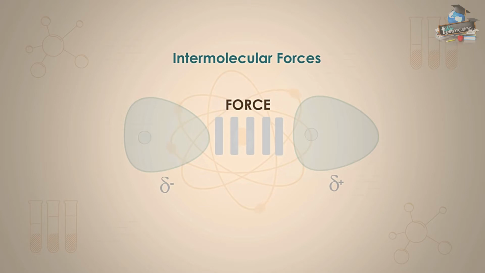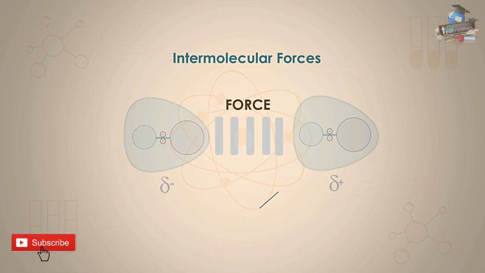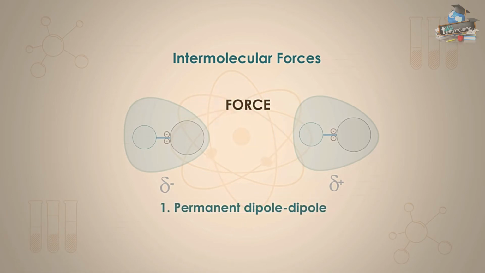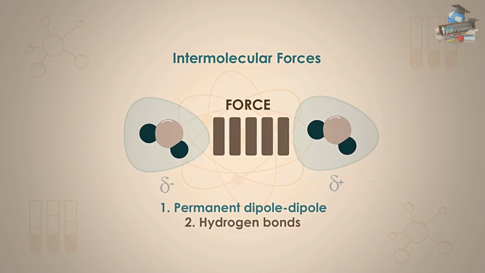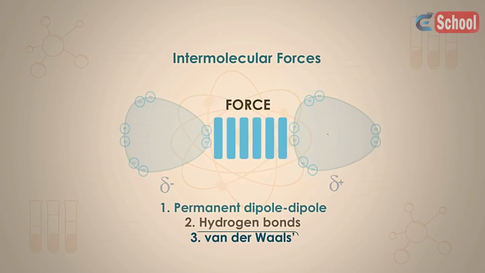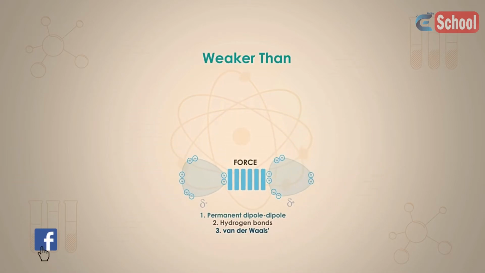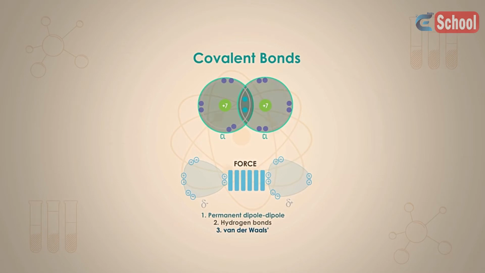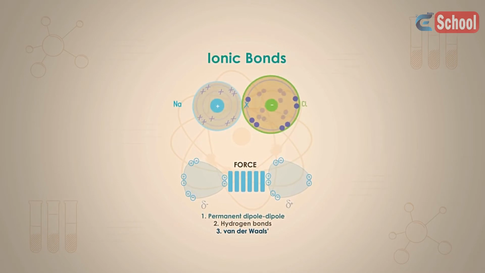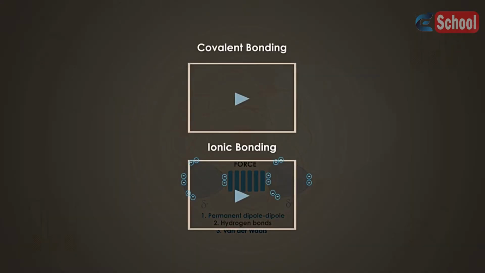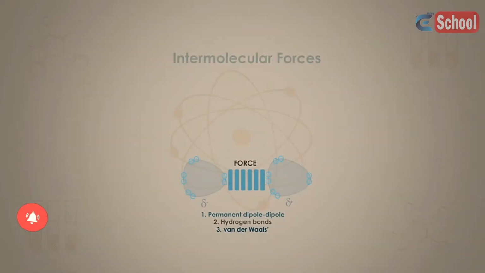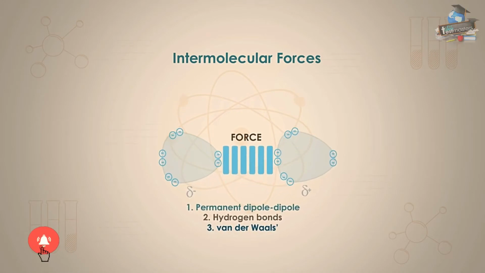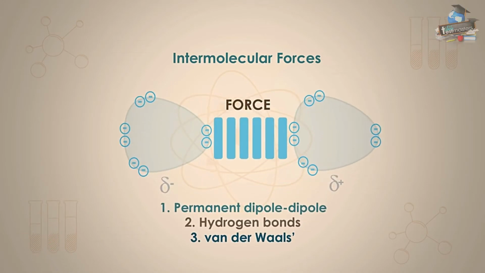There are three common types of intermolecular force, namely: 1. Permanent dipole-dipole forces, 2. Hydrogen bonds, and 3. Van der Waals forces. All of these three forces are very much weaker than ionic or covalent bonds, which bind atoms and ions together in elements and compounds. We have a video each on ionic and covalent bonds if you haven't learned about them yet. Let us now look at these three intermolecular forces one by one.